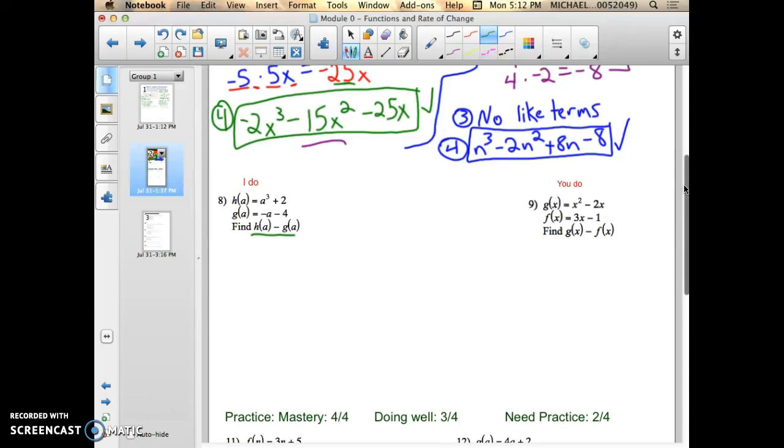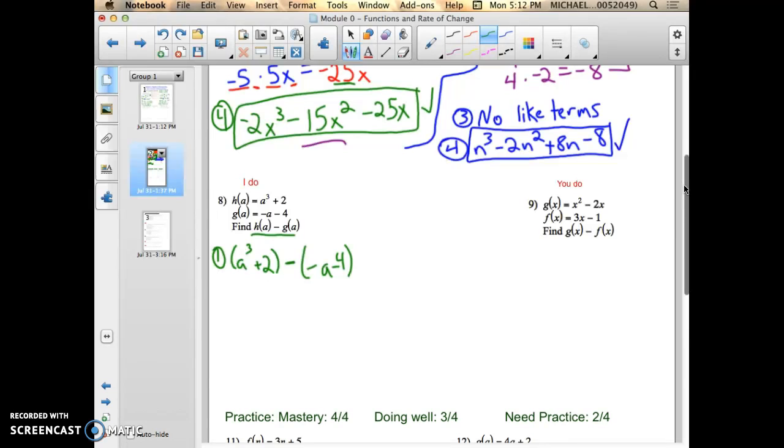So my first step, I'm going to rewrite. It says find h of a, so I know I put h of a first. So a cubed plus 2. Then minus, in this case I do have to put the operation between the two sets of parentheses, g of a. And g of a is, parenthesis, negative a minus 4. So I'm done with step 1.